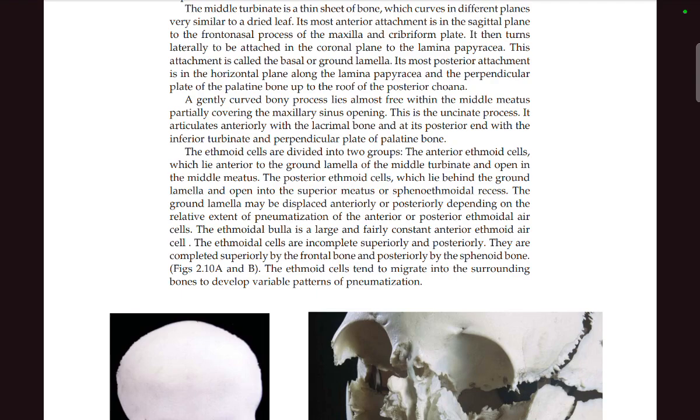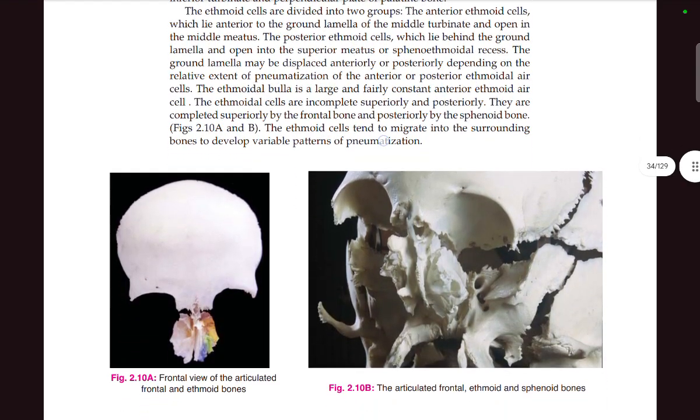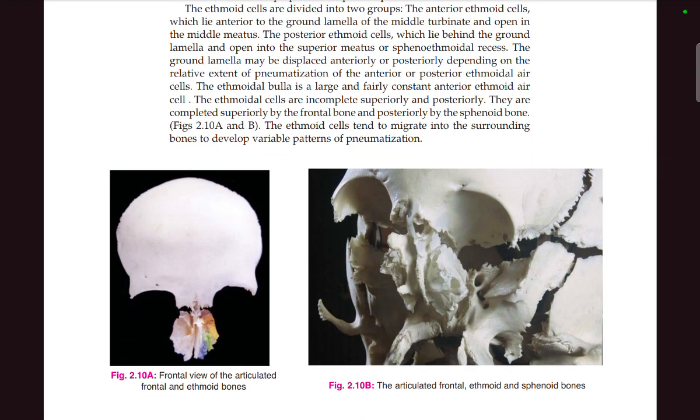The ethmoid cells are divided into two groups. The anterior ethmoid cells, which lie anterior to the ground lamella of the middle turbinate and open into the middle meatus. The posterior ethmoid cells, which lie behind the ground lamella and open into the superior meatus or sphenoethmoidal recess. The ground lamella may be displaced anteriorly or posteriorly depending on the relative extent of pneumatization of the anterior or posterior ethmoid air cells. The ethmoid bulla is a large and fairly constant anterior ethmoid air cell.